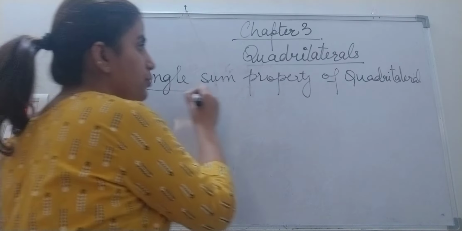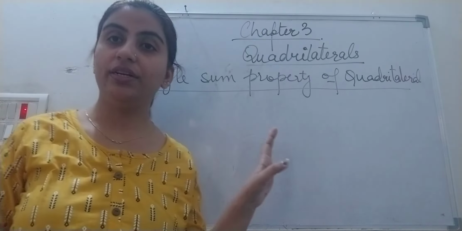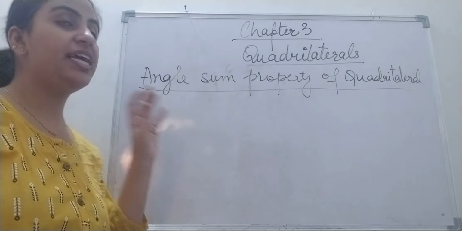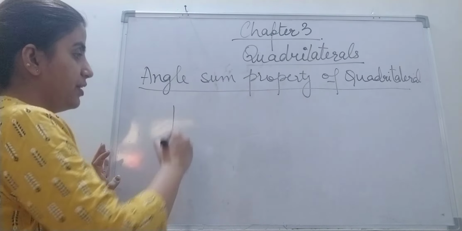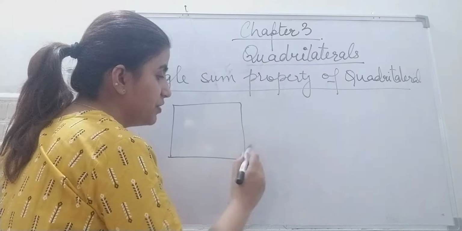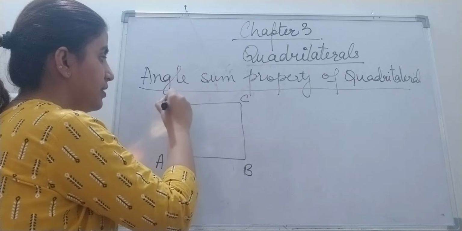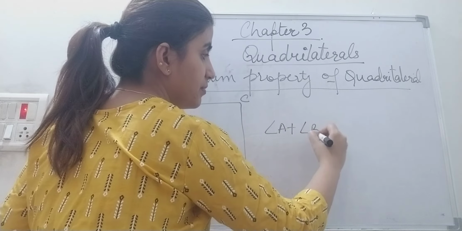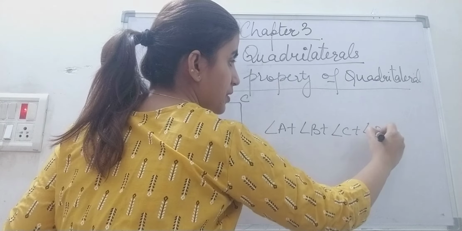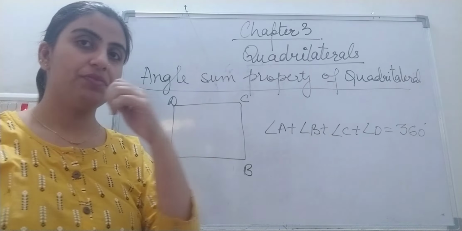Next property we are going to do is the angle sum property of a quadrilateral. Angle sum property of a triangle we had already done. It specified that the sum of three angles of a triangle is 180 degrees. But in angle sum property of a quadrilateral, I told any figure which is made up of four line segments, A, B, C, D, the angle sum property says that the sum of the angles should always be equal to 360 degrees. Means if I add all the angles of a quadrilateral, it comes out to be 360 degrees.